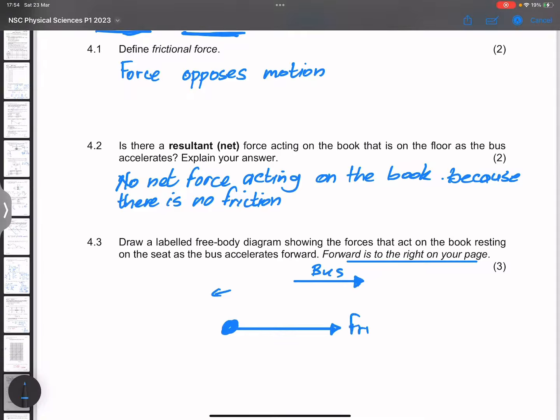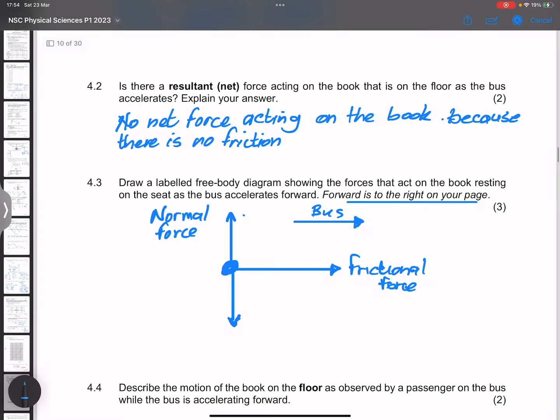So frictional force in that direction, and you would have the normal force. And please try to indicate in your diagram so that we can see which force is bigger than which. The length of your lines should indicate to us which force is greater.